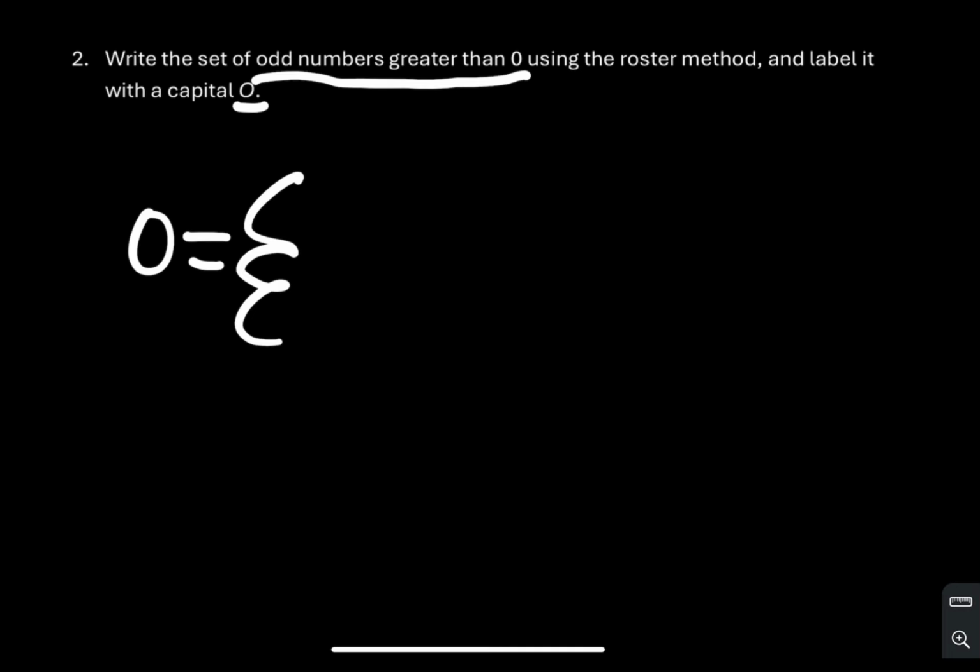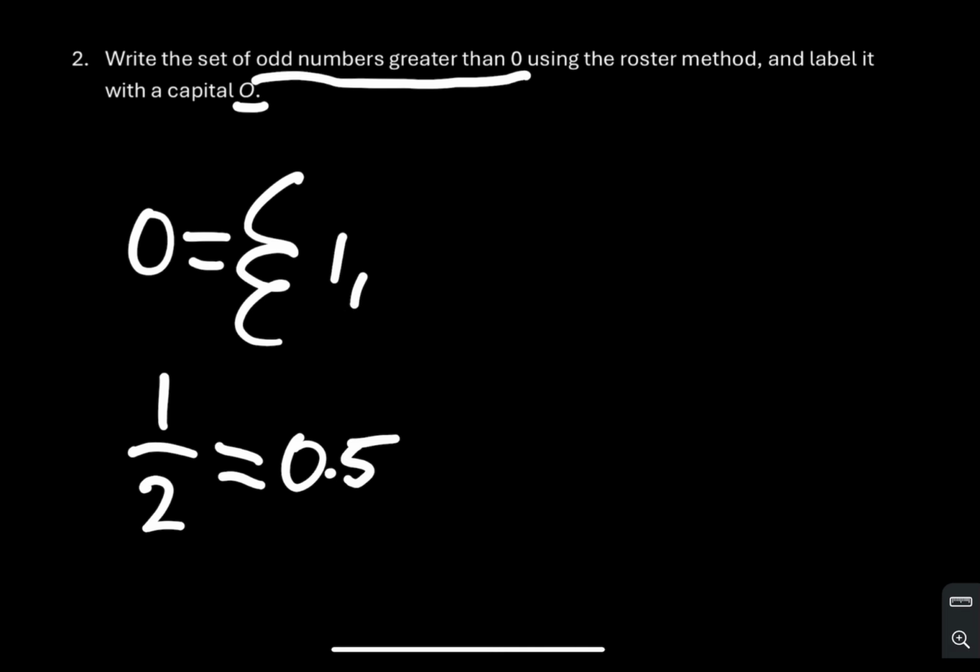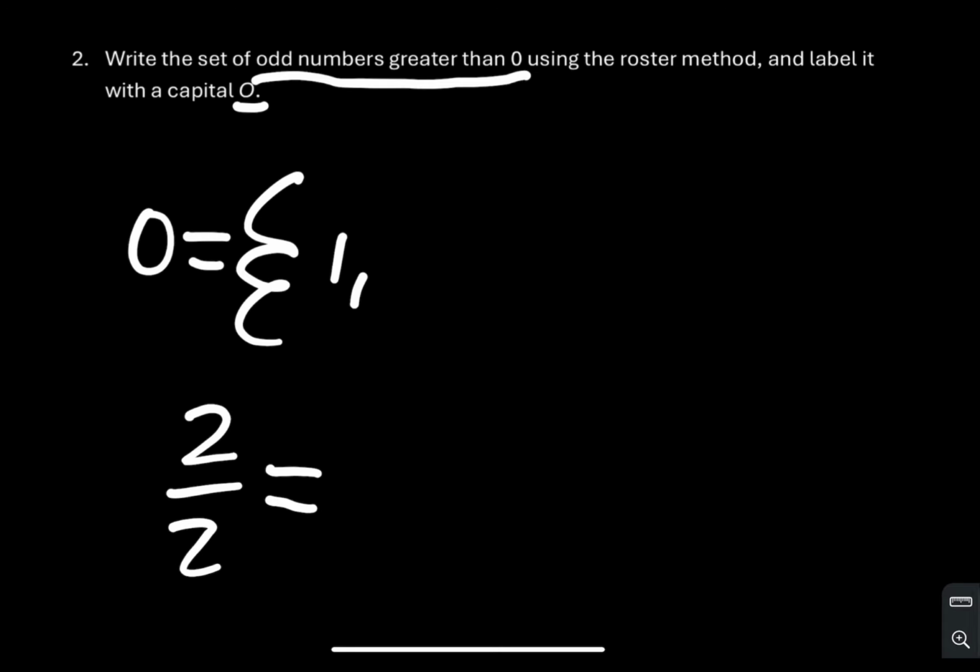So an odd number is a number that you can divide by 2 and you don't get a whole number back. So for example, if I divide 1 by 2, I'm going to get 0.5 back. So this means that 1 is an odd number. So 1 is going to be in our set. Now if I do a number like 2, and I divide 2 by 2, I'm going to get 1 back. So since I got a whole number back, this means that 2 is not odd.